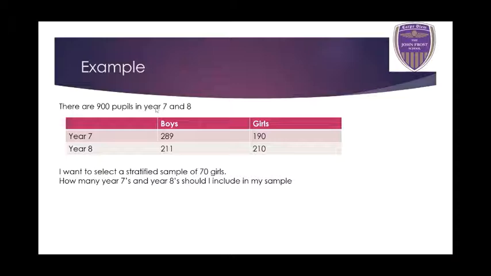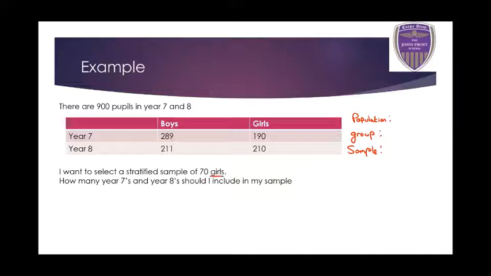Okay, so last example now. Here we're told there's 900 pupils in year 7 and year 8, and we want to select a stratified sample of 70 girls. How many year 7s and year 8s should I include in my sample? Well, let's just go over this again. First of all, we've got our total population. Then we've got our group size. And then we've got our sample size.